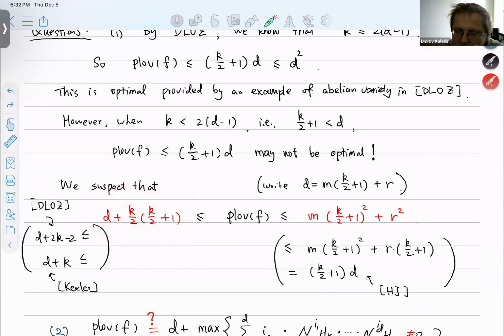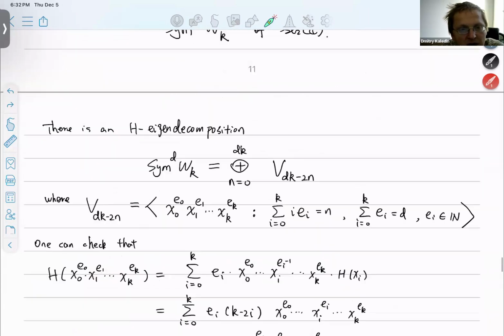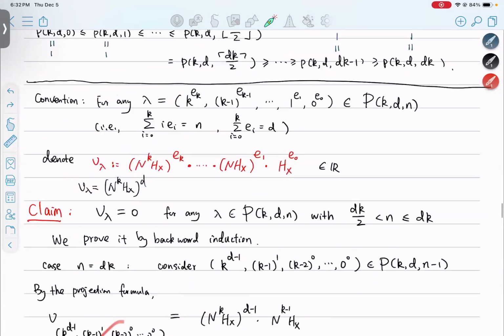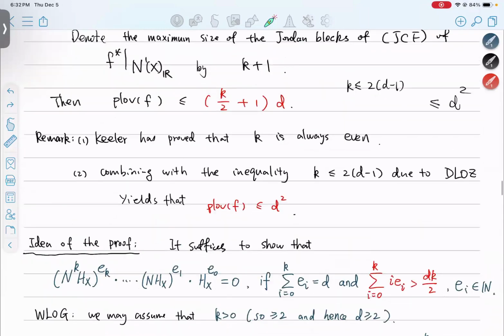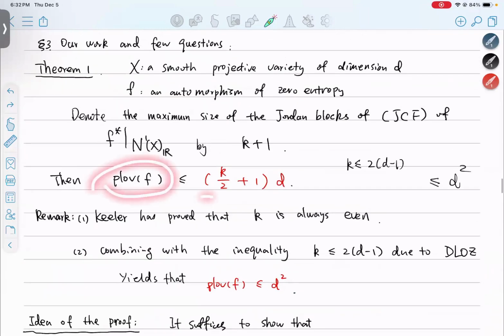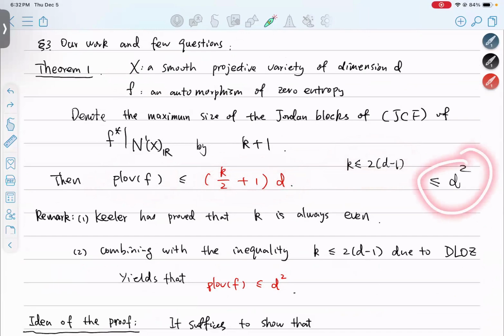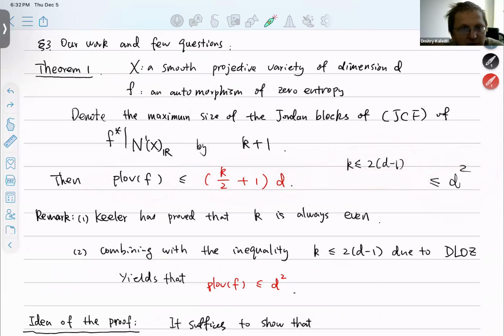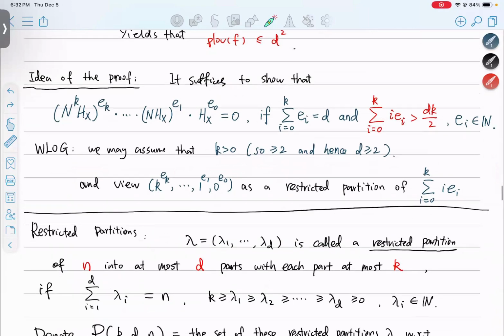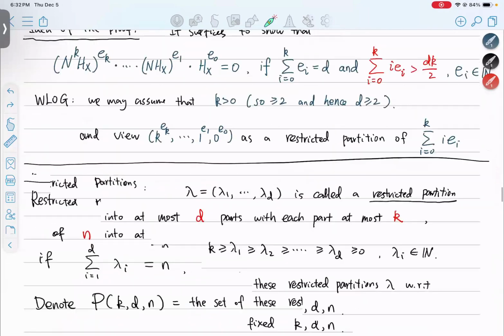And can you say again, what about the upper bound? You have d squared for the complex torus. Yes. So you see here, we prove that our main result is Plov f is less than or equal to half (k plus 1) times d. But we now know that k is at most 2 times d minus 1. So this combines to give d squared, exactly. Yeah, d squared is the upper bound, and this is achieved at least for complex tori. Yes, it can be achieved by complex tori or Abelian varieties.